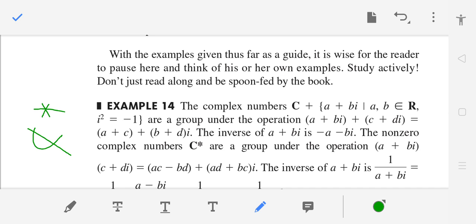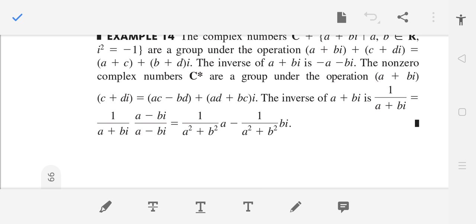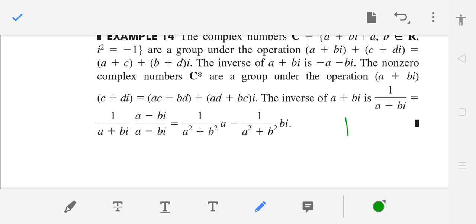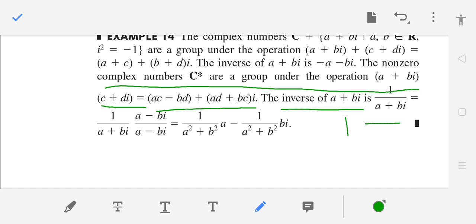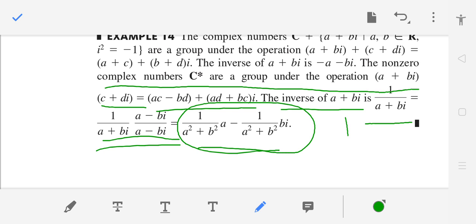And there is another group, which is called C star, and it is a group under multiplication. What happens is that when you consider C star, the non-zero complex numbers form a group under this operation. The inverse of a plus bi is 1 upon a plus bi, and you can rationalize this: multiply by a minus bi and divide by a minus bi, then you get this whole thing. This is basically the inverse of a plus ib.